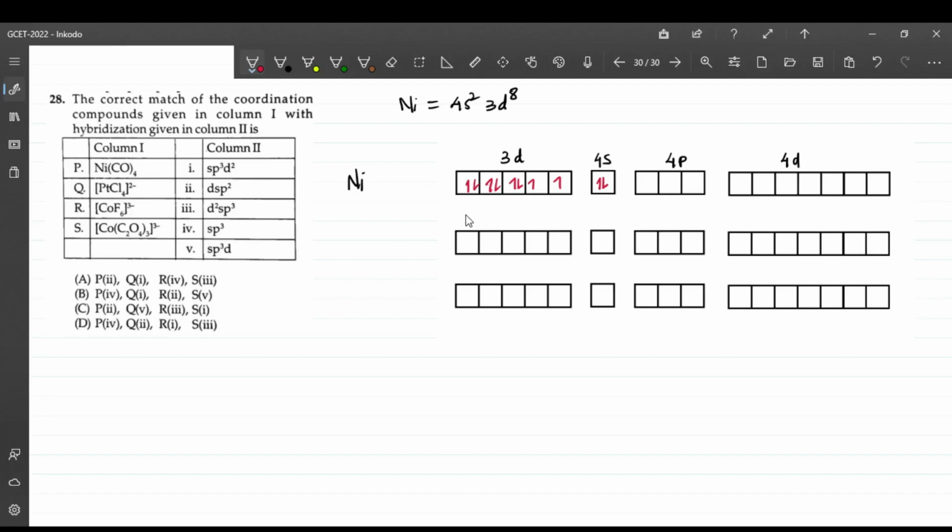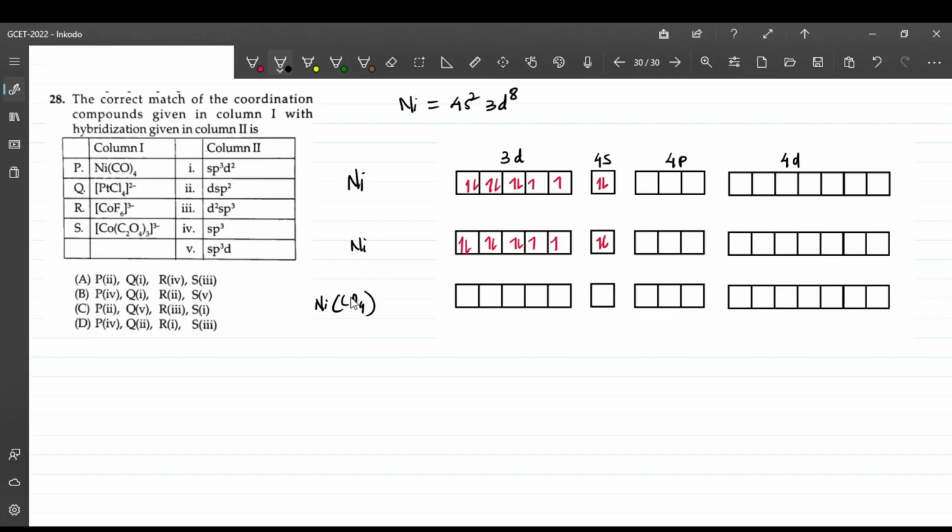So if you talk about a carbonyl, then carbonyl is neutral, right? So what is the oxidation state of nickel over here? Nickel is in the zero oxidation state because carbonyl is neutral. So I will write nickel as it is, because this column I made for writing the electrons in the oxidation state. If an oxidation state was there, then I would have removed some electrons, but nickel is in this.